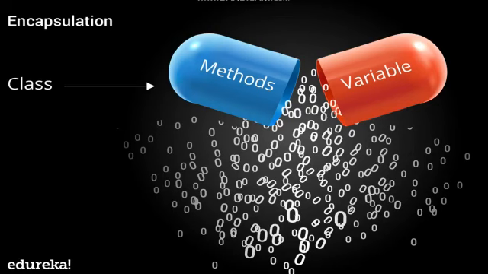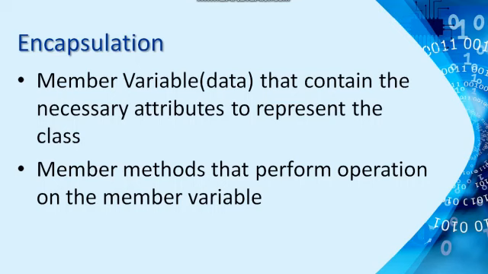Encapsulation. You know that a class consists of methods and variables. You can see in this picture, the class is denoted by methods and variables. First is the member variable, data that contains the necessary attributes to represent the class. Second is the member method that performs operations on the member variables.